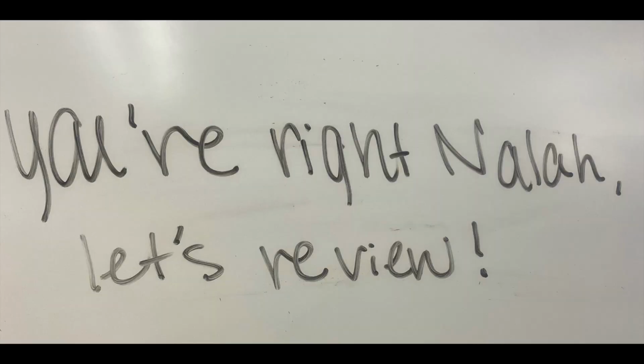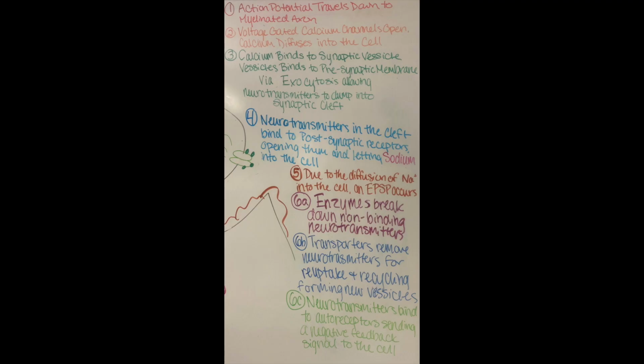You're right, Nala. Let's review. The action potential travels down the myelinated axon as step 1. Step 2. Voltage-gated calcium channels open. Calcium diffuses into the cell. Step 3. Calcium binds to the synaptic vesicle, and then the vesicle travels down to bind to the presynaptic membrane via exocytosis, allowing neurotransmitters to release into the synaptic cleft.